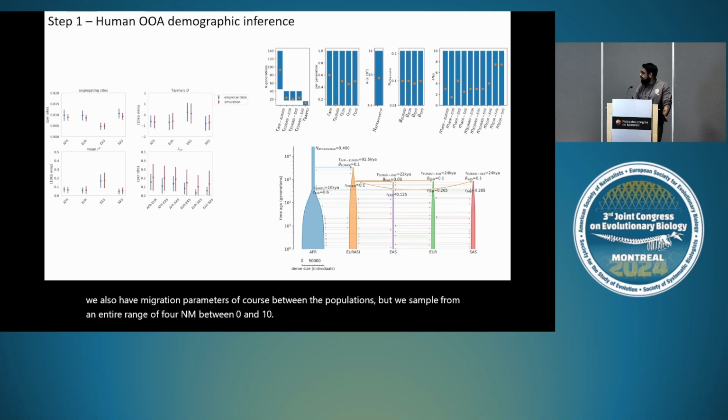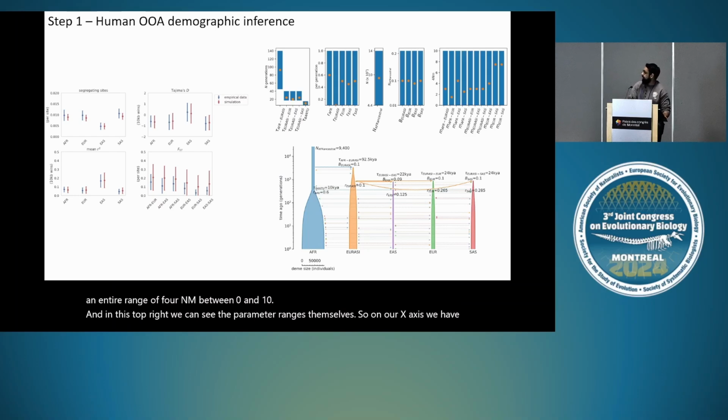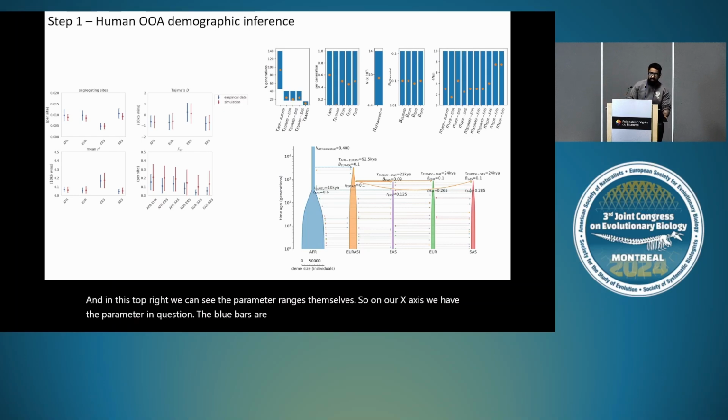And in this top right, we can see the parameter ranges themselves. So on our x-axis, we have the parameter in question. The blue bars are the entire parameter range, and the orange data points are our best fitting parameters. And you can see the demographic model with those simulated under those best fitting parameters below that.